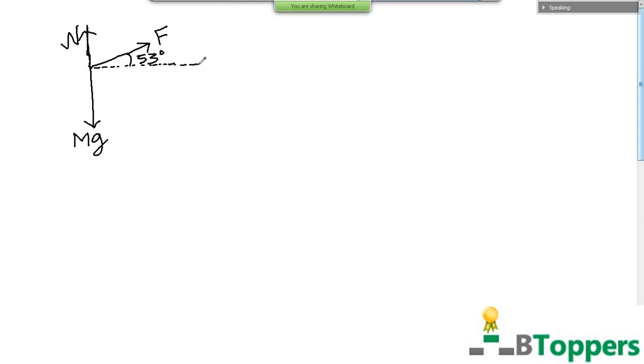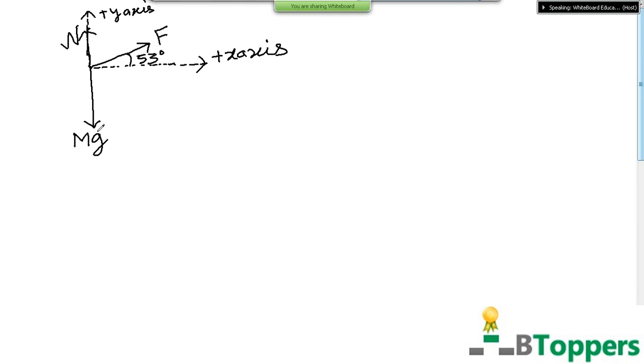Next we choose X and Y axis. In this case, the block moves along the horizontal floor. Therefore, the horizontal direction, which coincides with the direction of the motion of the body, we can choose it as x-axis. In the vertically upward direction, we can take it as positive direction of y-axis.